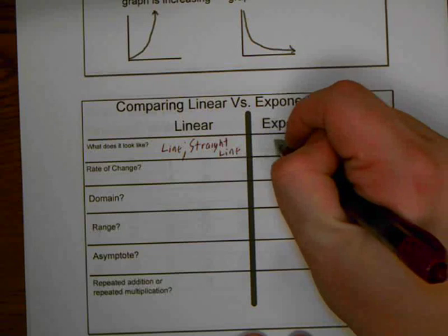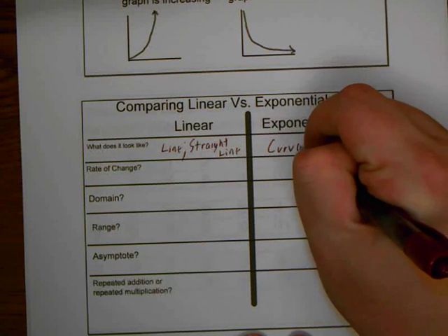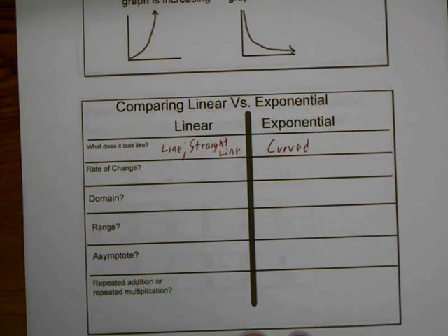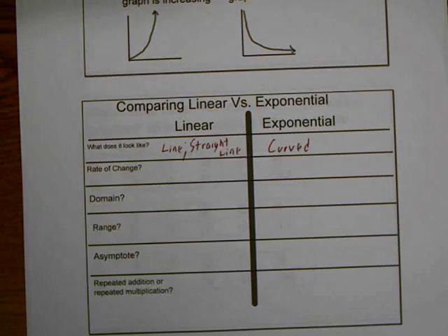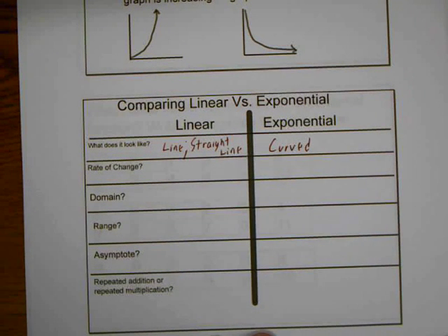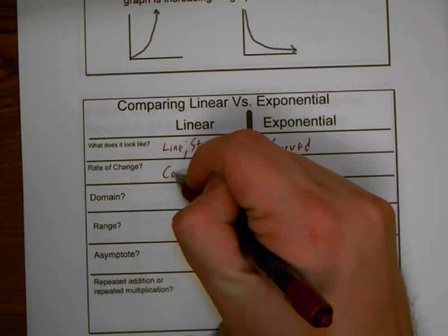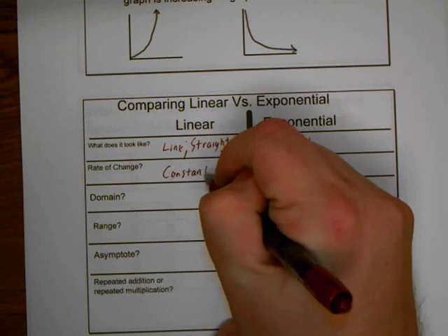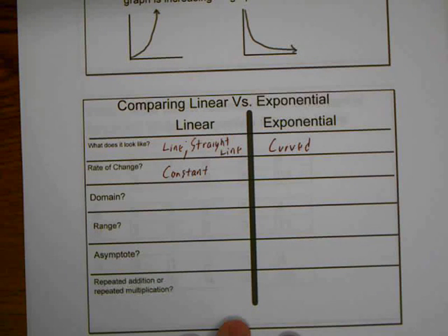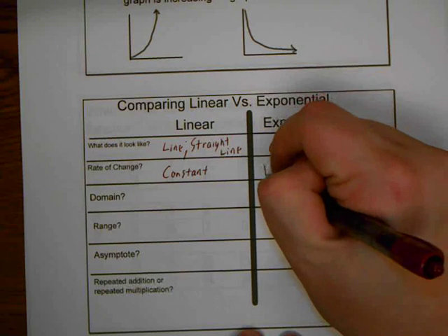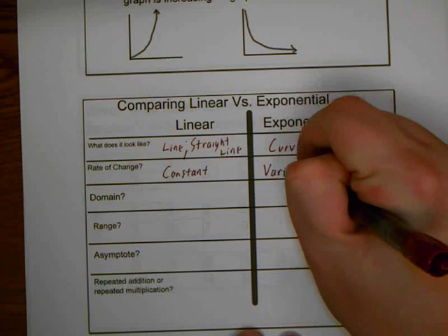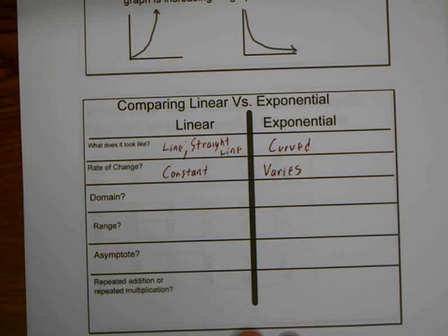An exponential we talked about yesterday looks like a curved line. With a linear function, since it is a straight line, its rate of change or its slope is going to be constant. But we looked in the paper folding activity yesterday with the exponential that it did not go up by the same rate every time. Its rate of change, we say, varies.